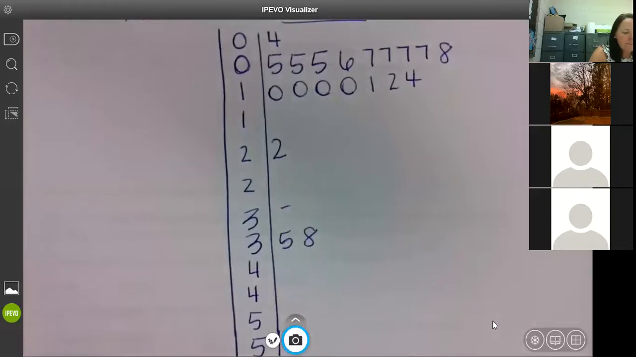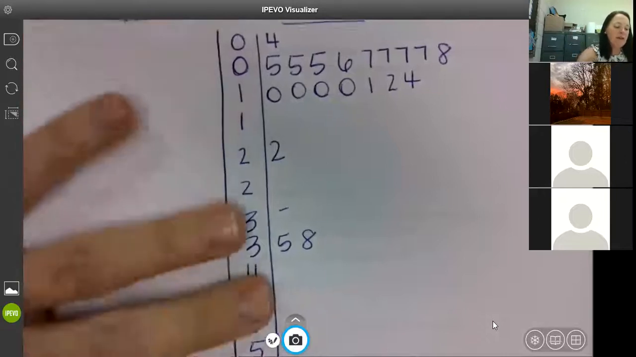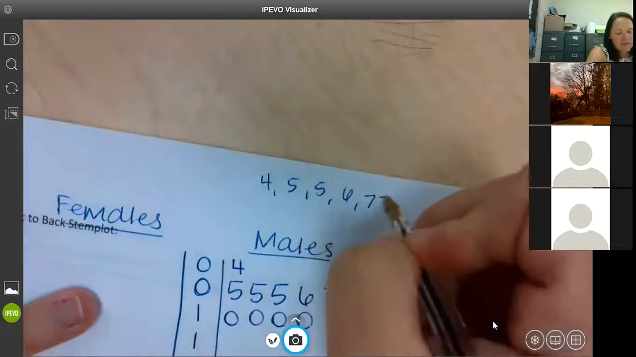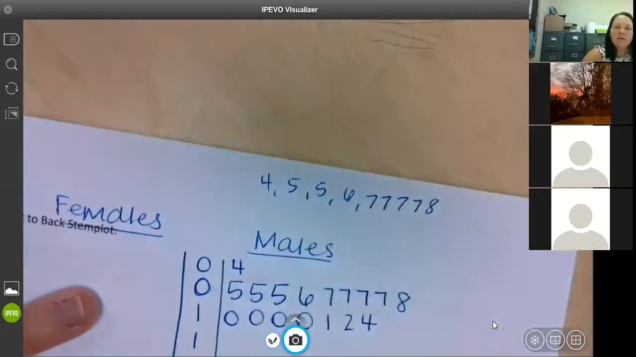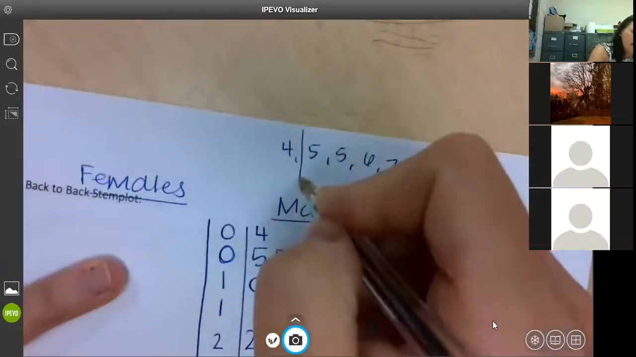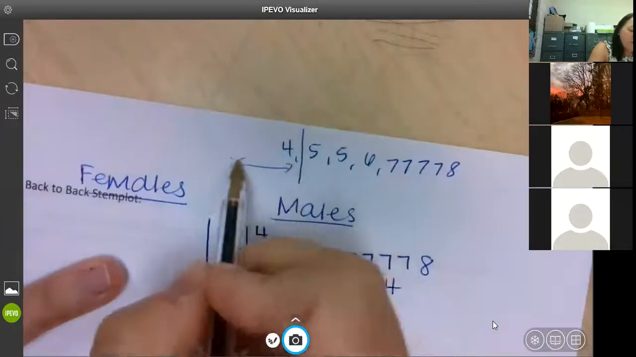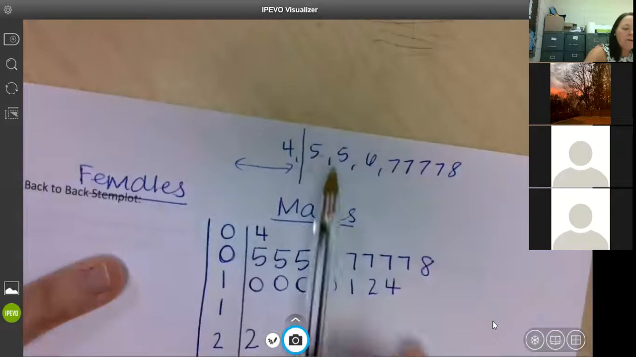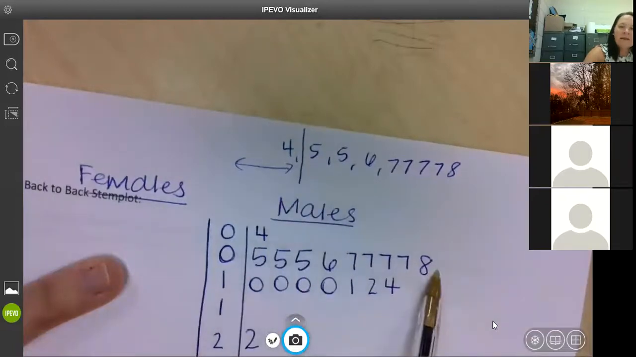Miss Jones, I'm confused on what you're doing. Splitting up the leaves. Now I'm putting 2 leaves per 1 digit. And so the first one, I always go, okay, so we had 4, 5, 5, 6, 7, 7, 7, 7, 8 for the males. They split like this, 0 to 4. So whatever they had 0 to 4 would go on the first 0, and 5 to 9 go on the second 0.